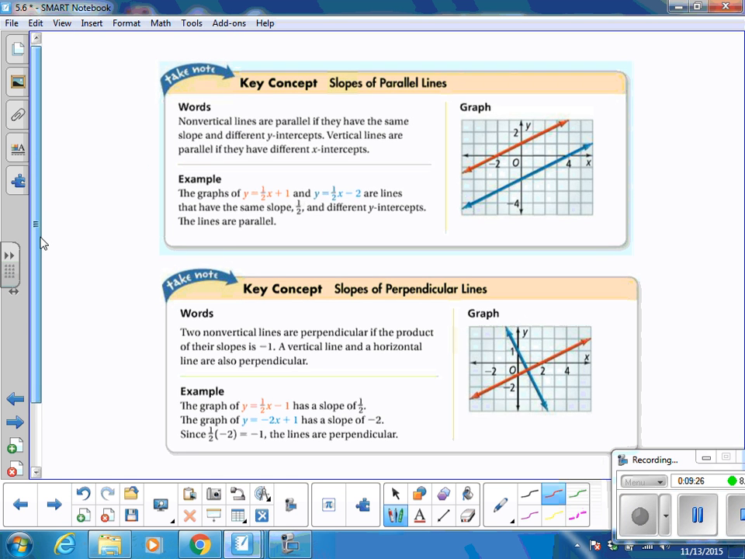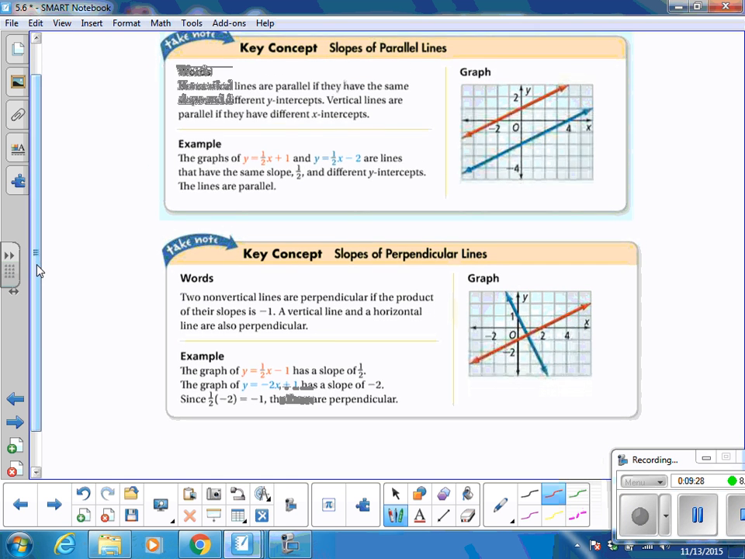Let's do a little bit of a summary here with slope and parallel lines. So non-vertical lines are parallel if they have the same slope and different y-intercepts. Vertical lines are parallel if they have different x-intercepts. So an example would be if they have these two equations, same slope, they are parallel.